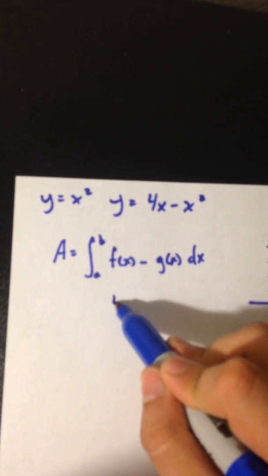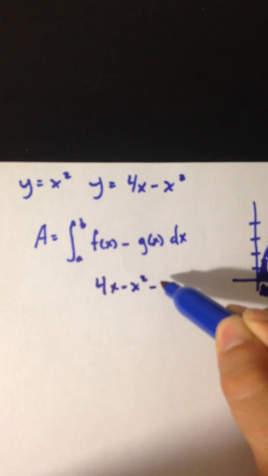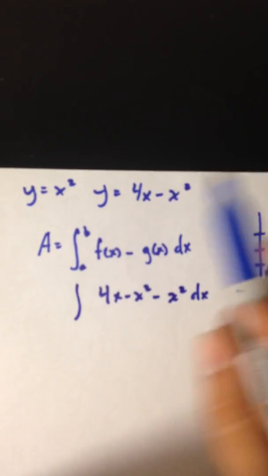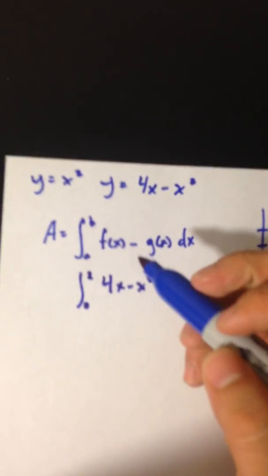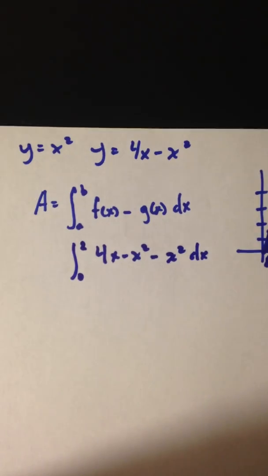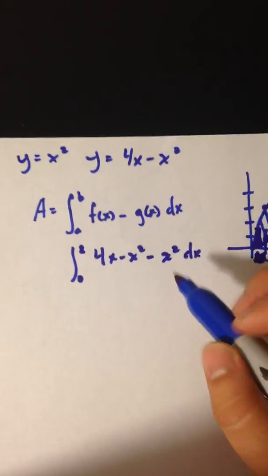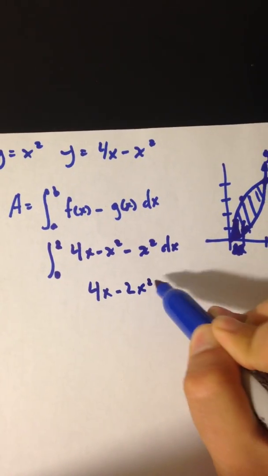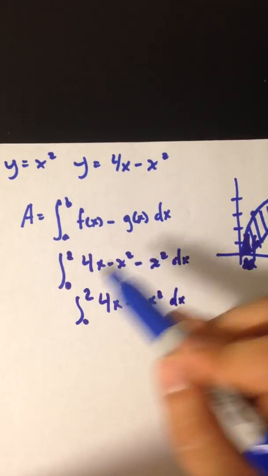So 4x minus x squared minus x squared dx. And then because we know our domain of it, it will be 0 to 2. And then we just simplify this further, 4x minus 2x squared dx from 0 to 2.